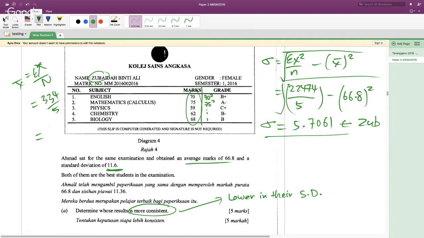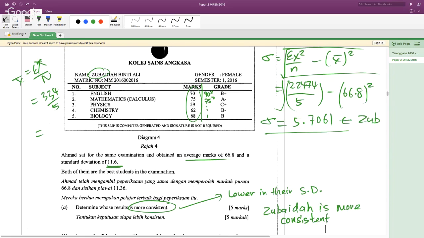So therefore, the question asks you to determine who is actually more consistent. So I will say Jubaida is more consistent. If the question asks for the reason why, then you just say because she has a lower value in standard deviation. Right, okay, let me move on.